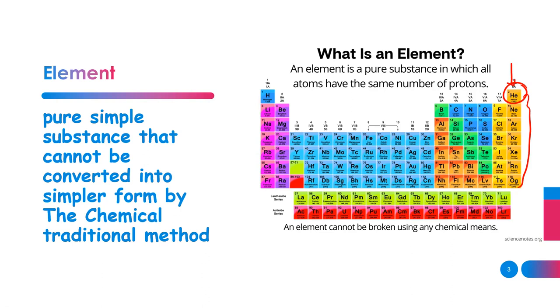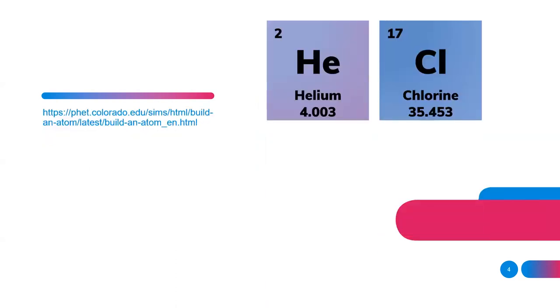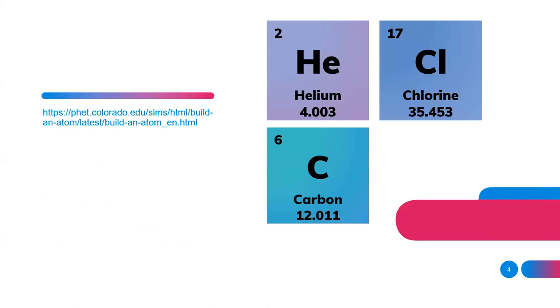This is one of the elements. I can't take the helium and change it into something else. But with the chemical traditional method, because there are other methods, we can change some elements by nuclear energy, but we don't have to know them now. But for now, we have to know that the element cannot be converted into another form or another element. We have here chlorine, we have carbon, each one of them has its own name, its own symbol, its own atomic and mass numbers.